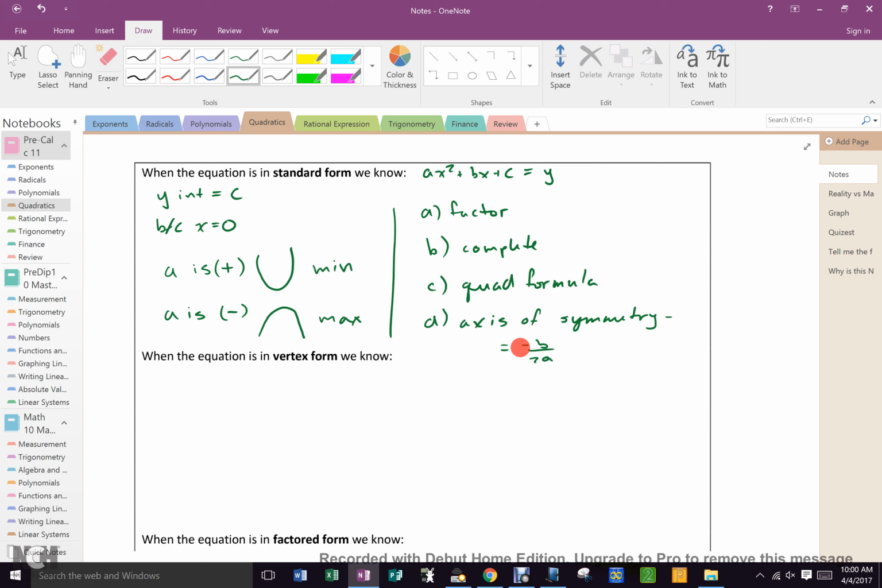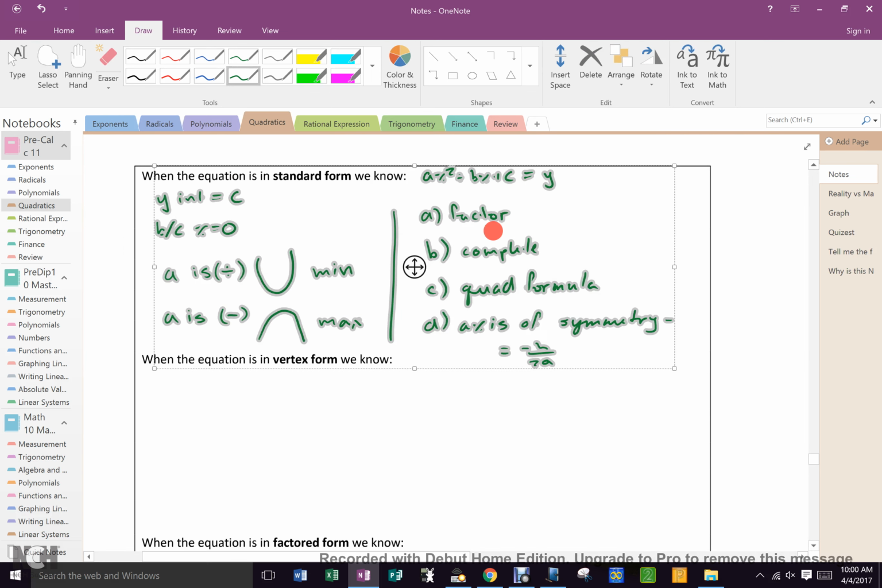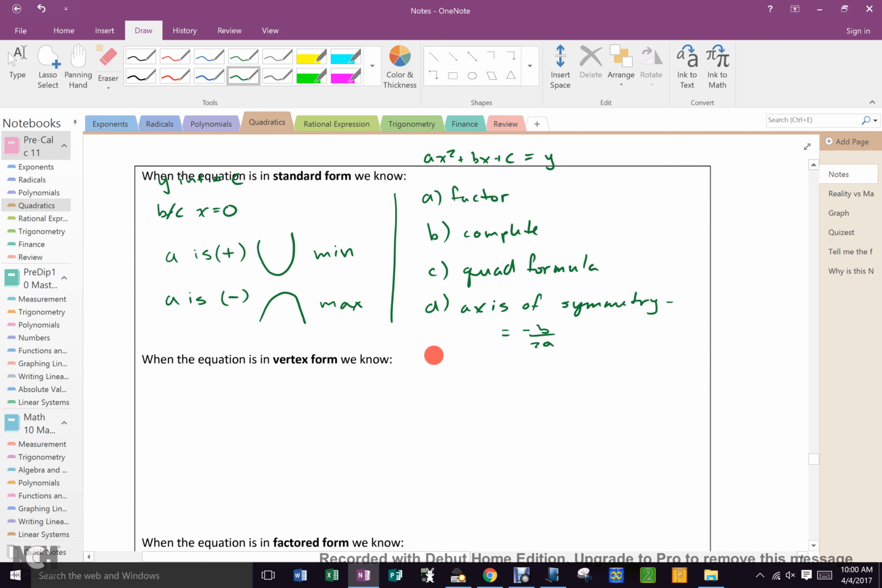Everybody okay with that? This sheet is going to be your best friend when it comes time to study for the next test. It should already be filled out. When the equation is in vertex form, vertex form looks like what? Y equals A bracket X minus Q or P. I can never remember which it is. It's P in that one, right? Plus Q. What do we know?